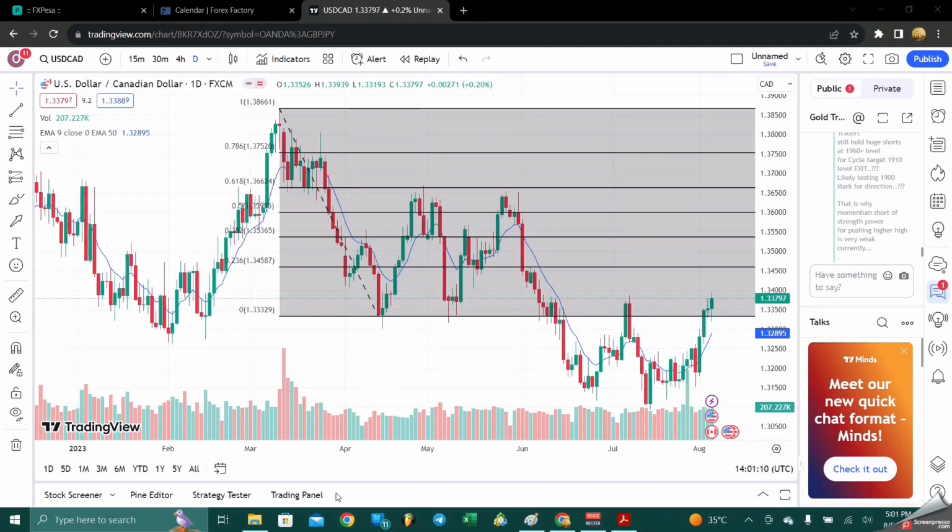Today, I want us to talk about the most used indicator by successful traders, and this is the Fibonacci tool.